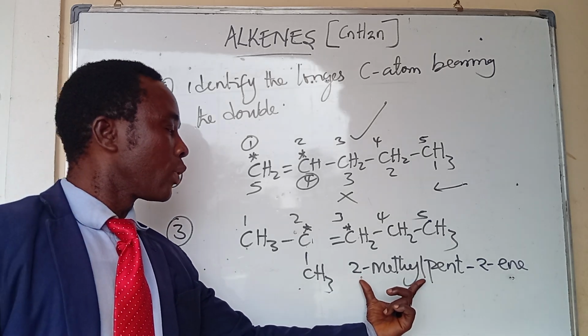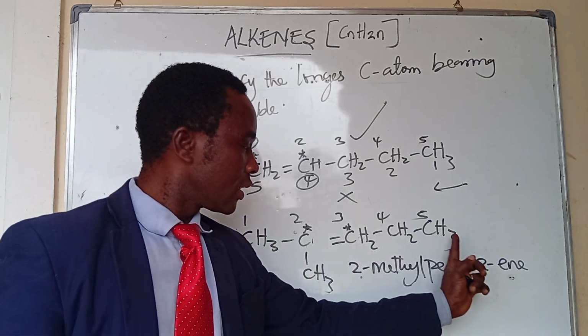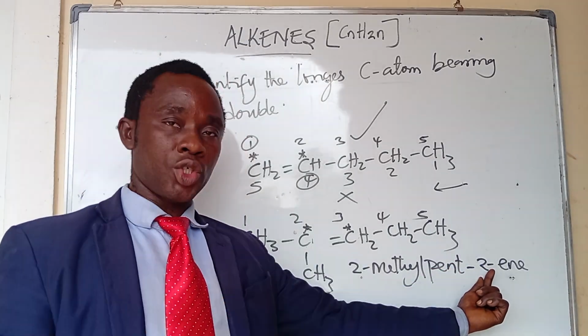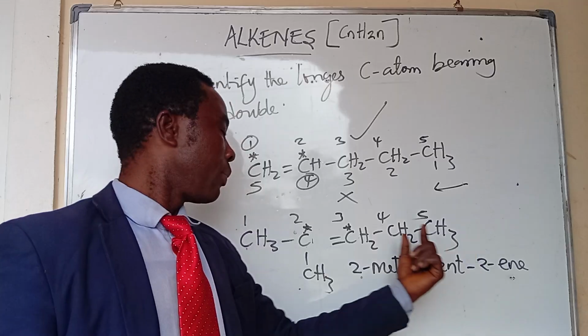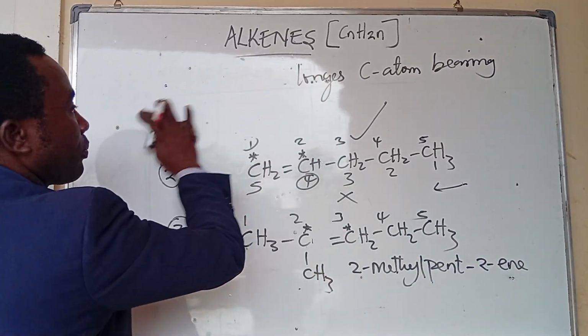You indicate the position of the substituent and name. Then you name the what? The longest carbon chain, which is pent. Then you now indicate the position of the double bond. The position is number 2, so you end it with what? Ene. That is 2-methyl pent 2-ene.